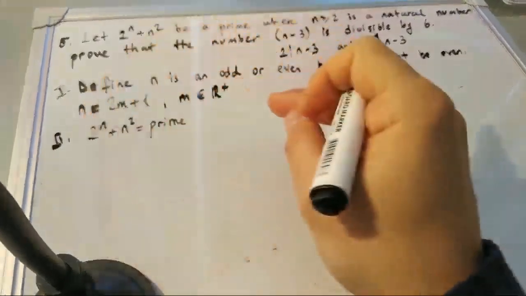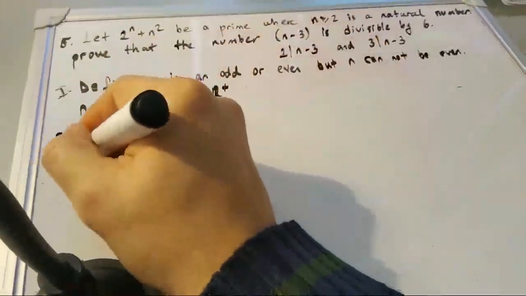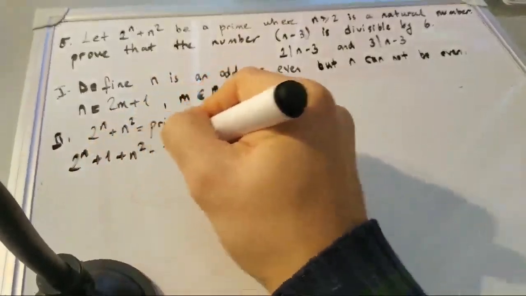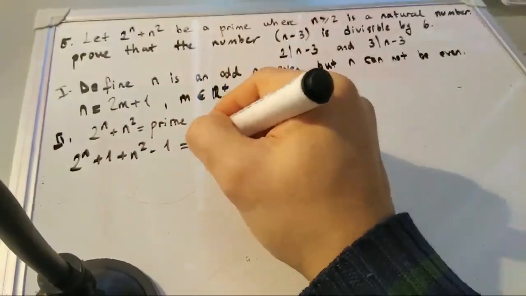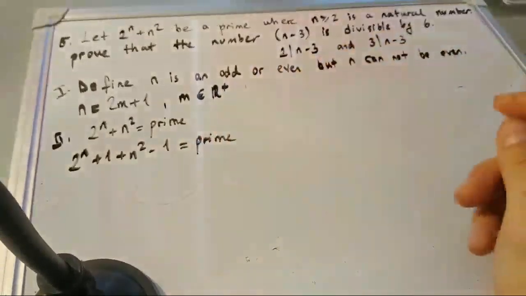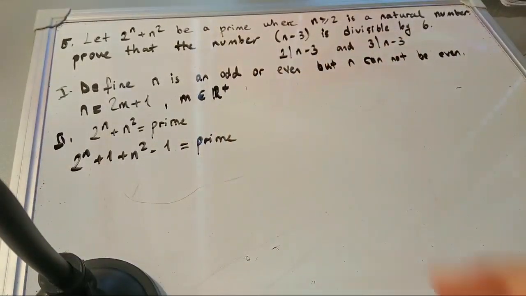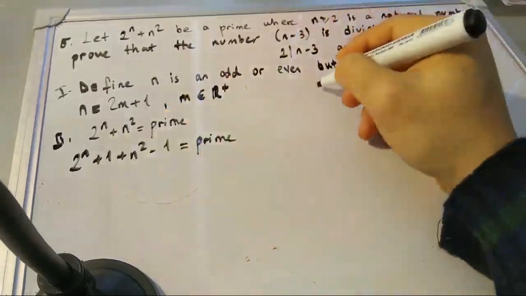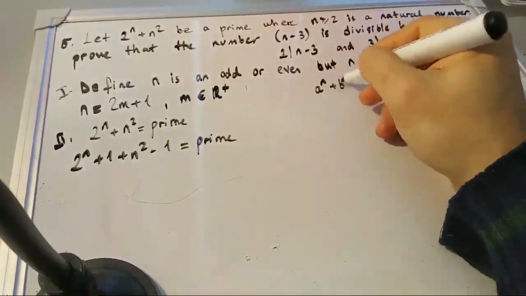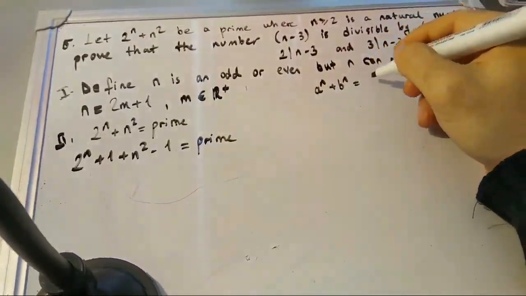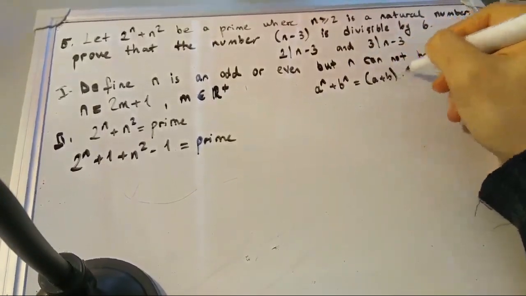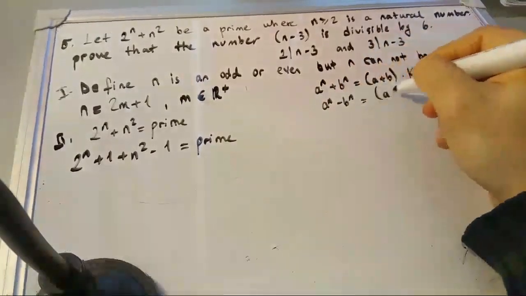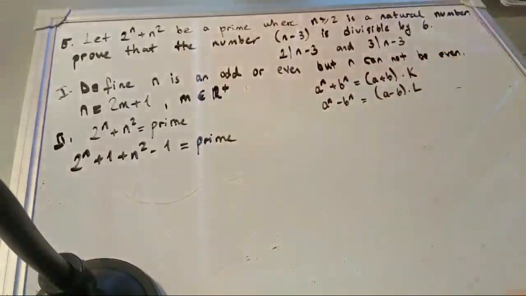We will add 1 and subtract 1. 2n plus 1 plus n squared minus 1 is equal to prime. Remember, a to the power of n plus b to the power of n is a plus b times k, and a to the power of n minus b to the power of n is a minus b times l.